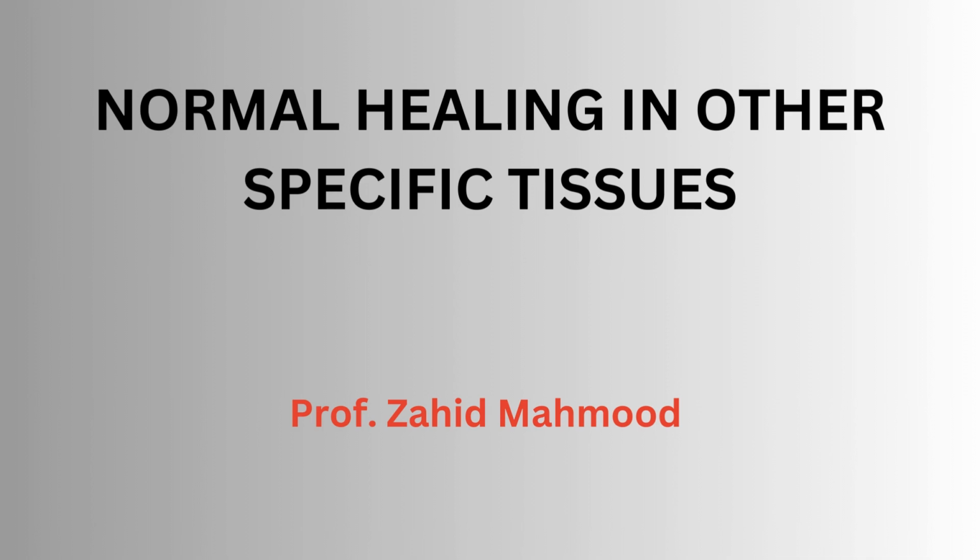Normal healing in other specific tissues. Bone healing follows similar phases to skin healing but with some distinctions. Most fractures heal through callus formation, a process that includes intramembranous and endochondral ossification. This is referred to as indirect or secondary bone healing and is typically seen in non-operative fracture treatment.